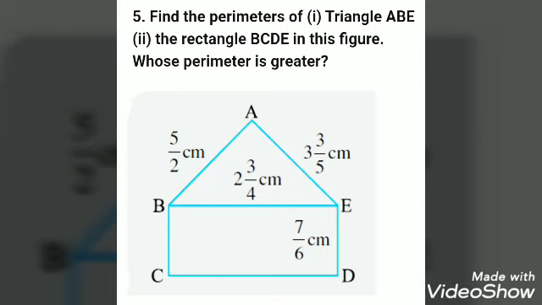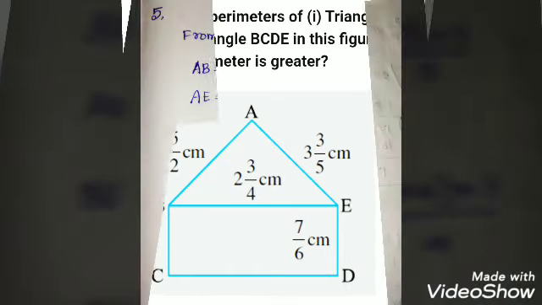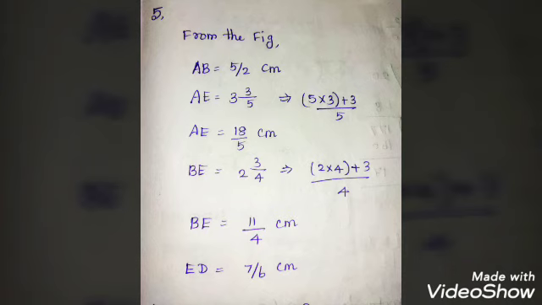A fifth problem. Find the perimeters of triangle ABE and the rectangle BCDE in this figure. Whose perimeter is greater? Here they have given one figure. We have to find the perimeter of the triangle ABE and the rectangle BCDE. After finding the perimeters, we have to check which perimeter is greater. Now we can get into the problem.